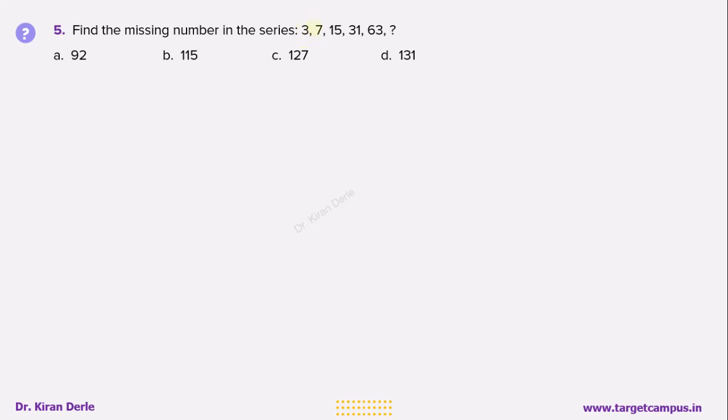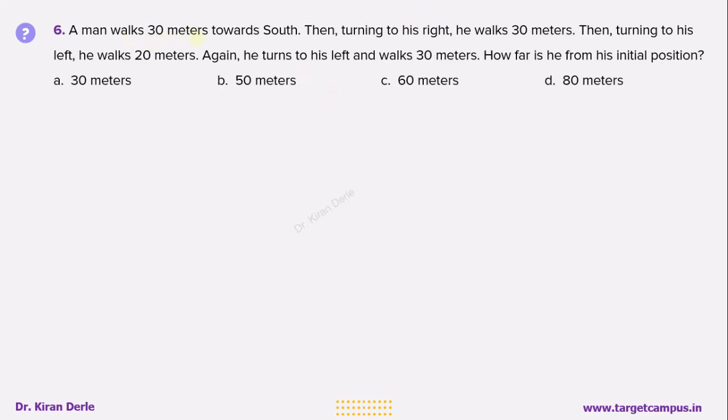3 into 2 plus 1, into 2 plus 1, into 2 plus 1, into 2 plus 1. So into 2 plus 1 will be 126 plus 1, 127. Quite simple series. A man walks 30 meters towards south, then turning to his right, he walks 30 meters.